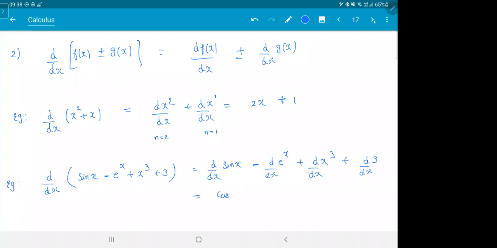Sin ka differential, cos x. E power x ka differential, e power x. X cube ka differential, 3 into x power 3 minus 1, 3x square. Constant ka differential, 0. That's your answer. Put it up. Any doubts, please ask me on this. Identities are quite important. So the first one is a constant into a function. Second one is this.